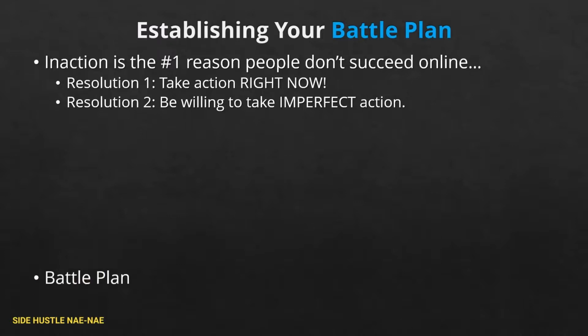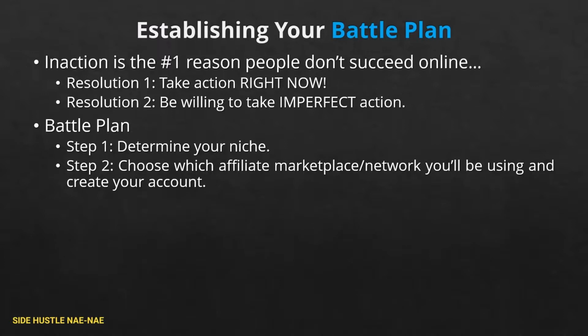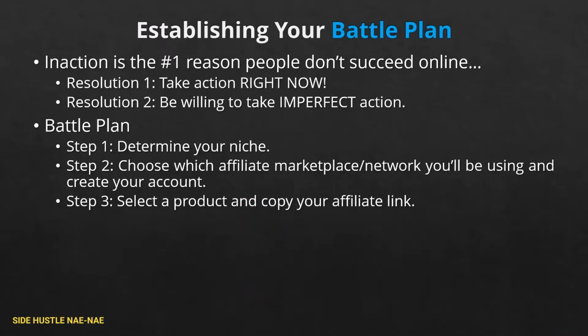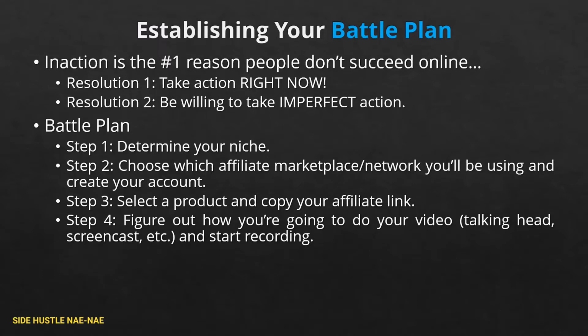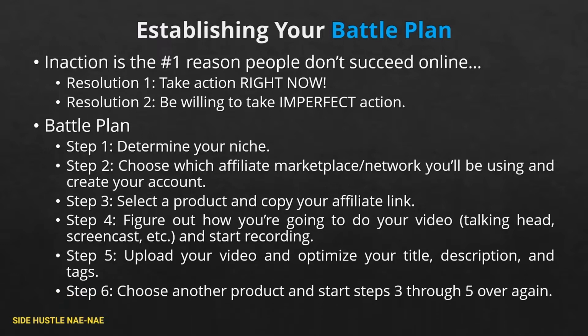Let's get started. Step 1. Determine your niche. If you aren't sure what your ideal niche is, just pick one and go with it. You can rinse and repeat with another niche later. Step 2. Choose which affiliate marketplace or network you'll be using and create your account. Step 3. Select a product and copy your affiliate link. Step 4. Figure out how you're going to do your video, talking head, screencast, etc., and start recording. Step 5. Upload your video and optimize your title, description, and tags. Step 6. Choose another product and start steps 3 through 5 over again.